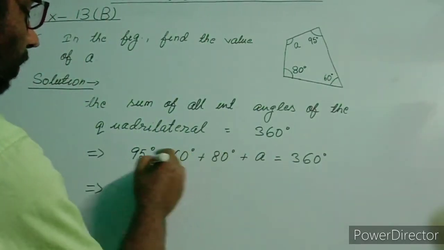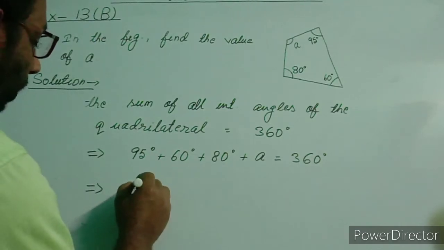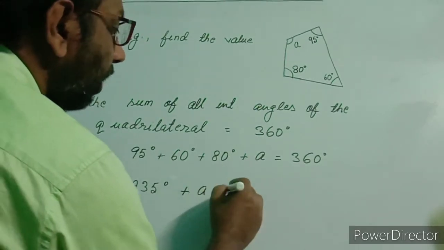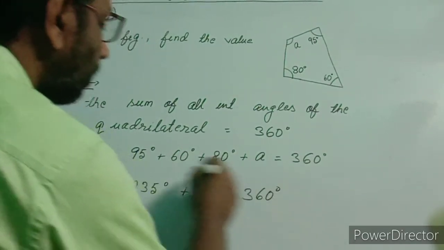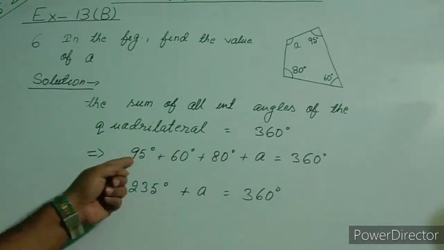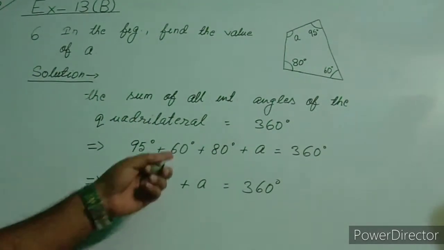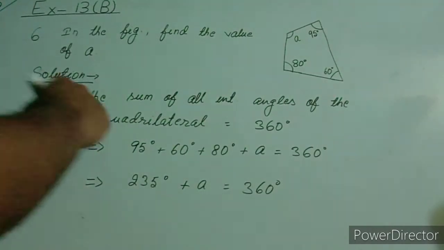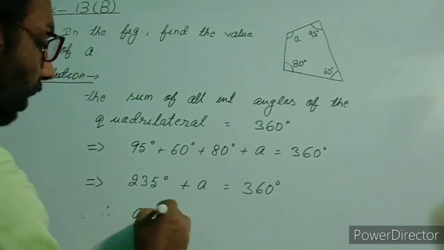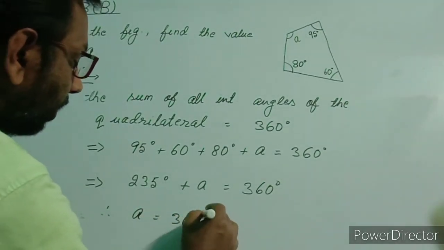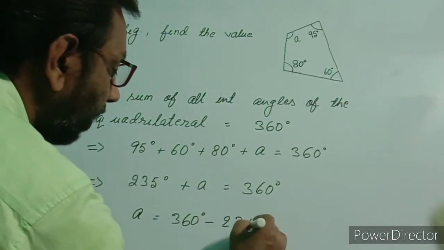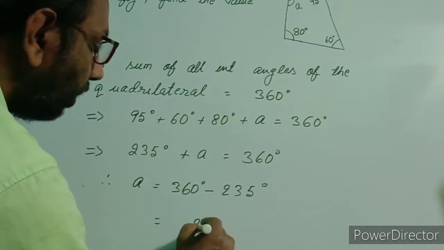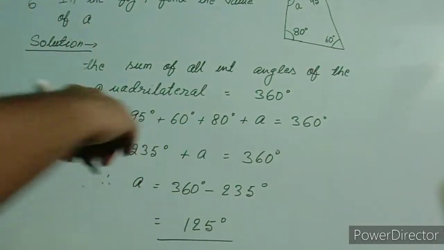Implies that 140 plus 95, 235 degrees plus A equal to 360 degrees. This 235 degrees is the sum of these three angles. 80 plus 60, 140, 140 plus 95, 235. Therefore A equal to 360 degrees minus 235 degrees is equal to 125 degrees. The value of A.